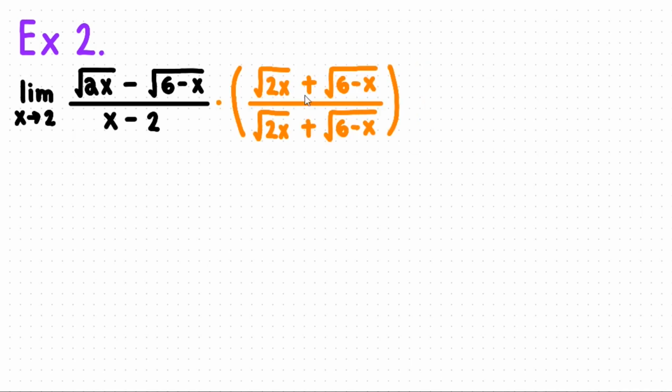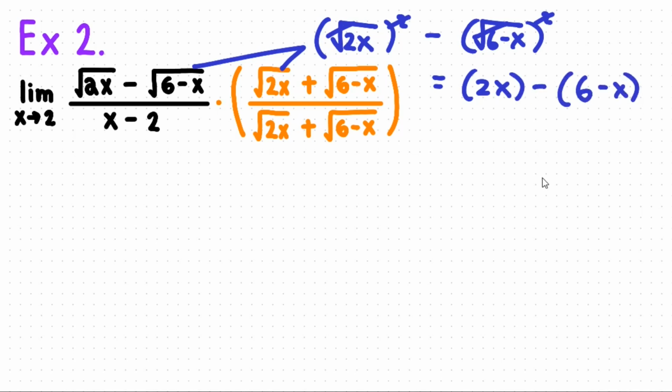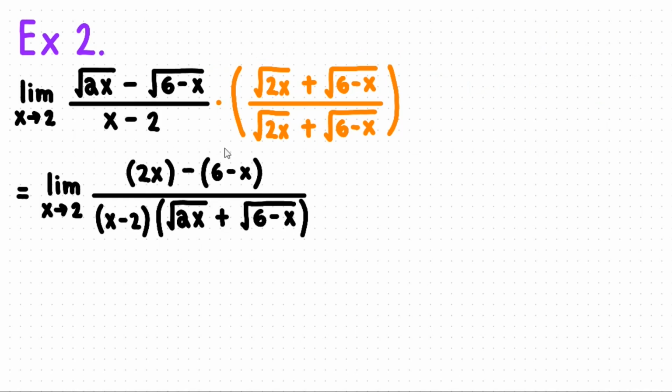As you can see, we have that one. And from here, we know that multiplying this will give us a difference of two squares, where in this term we have square root of 2x, and in this one we have square root of 6 minus x. So when we simplify this, we'll just cancel out the radicals and we'll be left with 2x minus 6 minus x. So we'll have that one, and then we can simplify this.